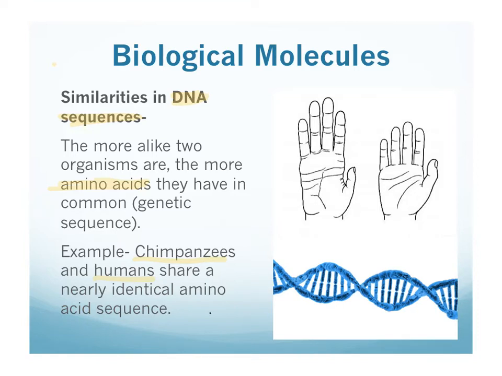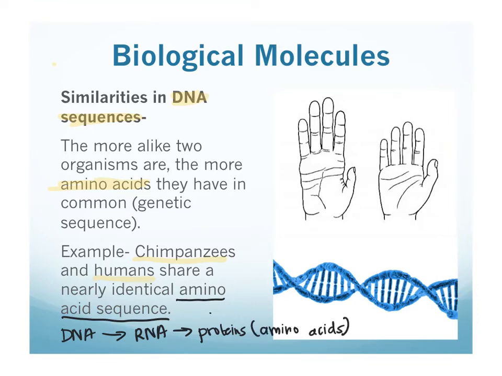And remember, if we are sharing an identical amino acid sequence, this is a little bit of review. Remember, our DNA makes RNA, and our RNA makes proteins, and our proteins are made out of amino acids. So that's a little bit of review for the final exam there, okay? So if our DNA is very, very, very similar to the chimpanzees, then our proteins are going to be very, very, very similar to the chimpanzees.